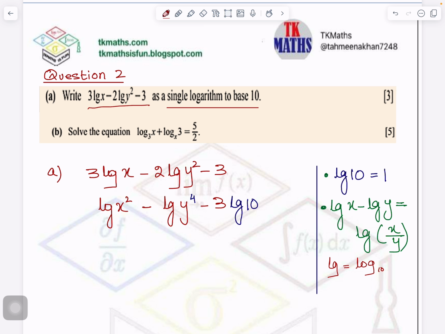So now 3 is all alone here. I want log with this so that I can apply quotient rule and product rule, whatever I can. So I am multiplying 3 by LG10. Why by LG10? Because all the other terms have LG, and LG means base 10. So LG10 is 1, so 3 multiplied by 1 is 3. So now I can easily apply the quotient rule. So let me get rid of this multiplier first.